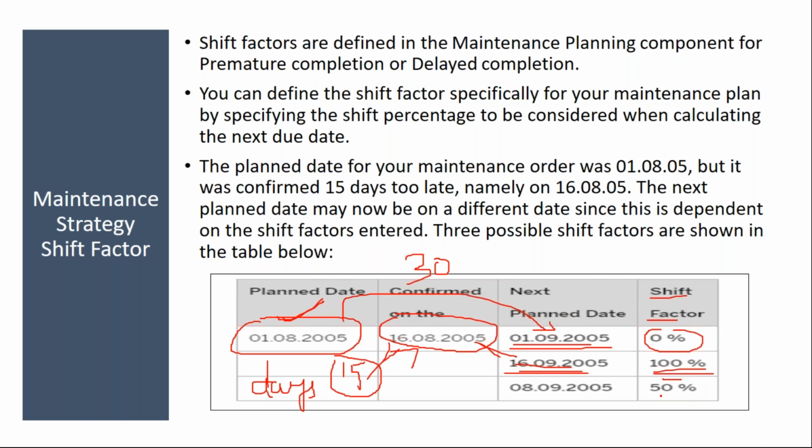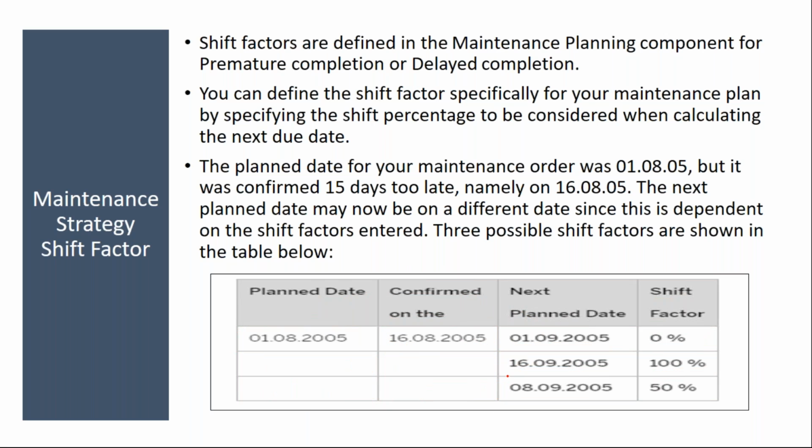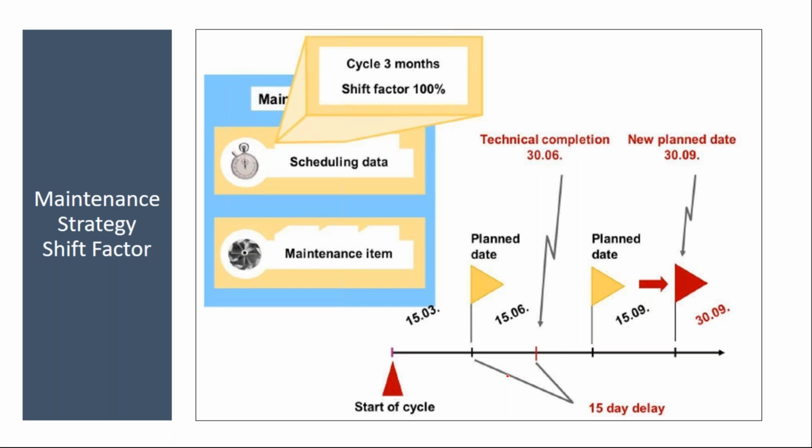Now, if you maintain shift factor 50%, then your next order will get delayed by 50% of previous delay. So previous delay is 15 days. 50% of 15 days is 7.5 days. So if it is rounded, it is 8 days. So next order will get delayed by 8 days. Okay, if you see this, you will understand in detail.